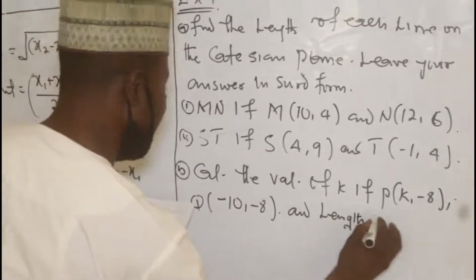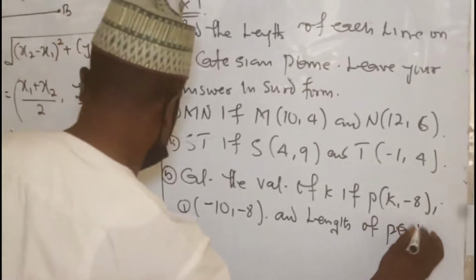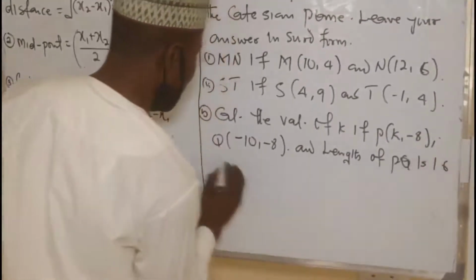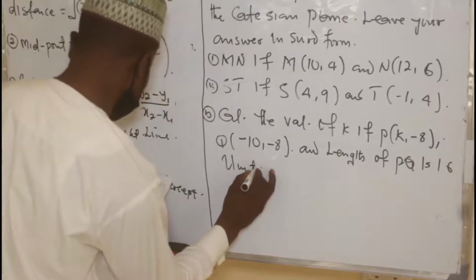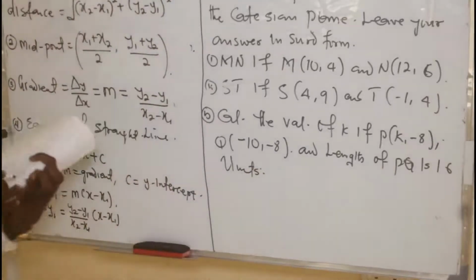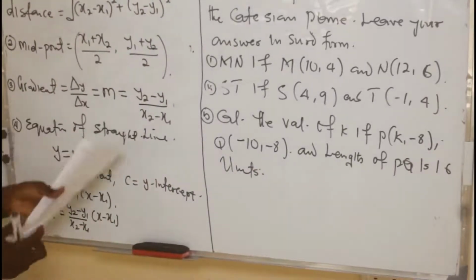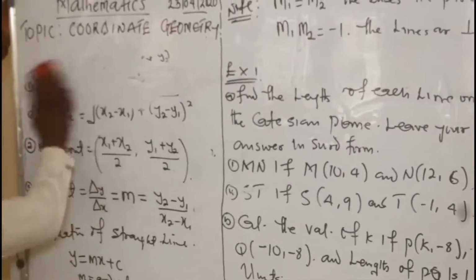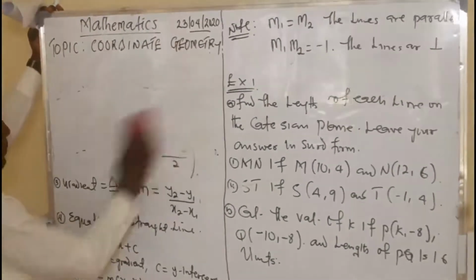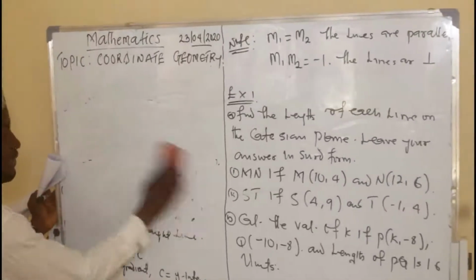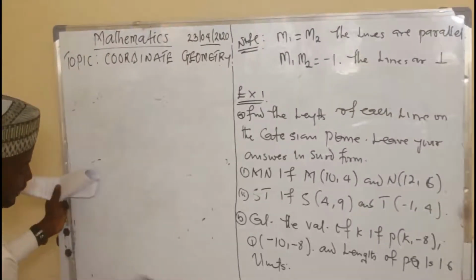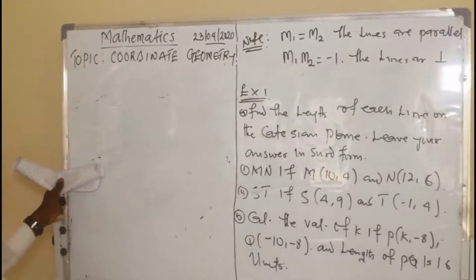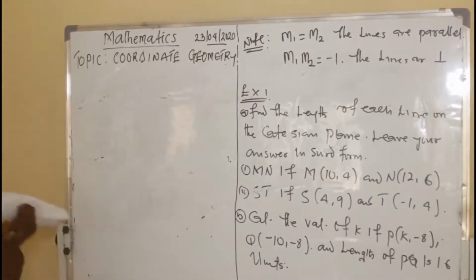And the length of PQ is 16 units. So now what are we going to do? The first question said we should calculate the length. What is the formula of calculating the length? As we have already said initially, the length is the same thing as distance. When you are asked to calculate the length, it's the same thing as what? Distance. Are we together? So now what is the formula of calculating the distance?